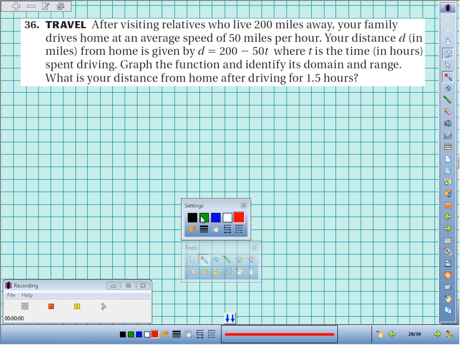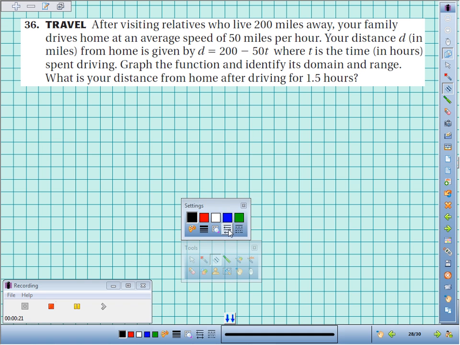Number 36, after visiting relatives who live 200 miles away, your family drives home at an average speed of 50 miles per hour. Your distance d in miles from home is given by d equals 200 minus 50t, where t is the time in hours spent driving. Graph the function, identify the domain and range. What is your distance from home after driving for 1.5 hours?